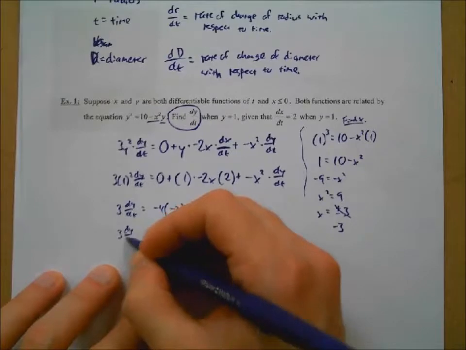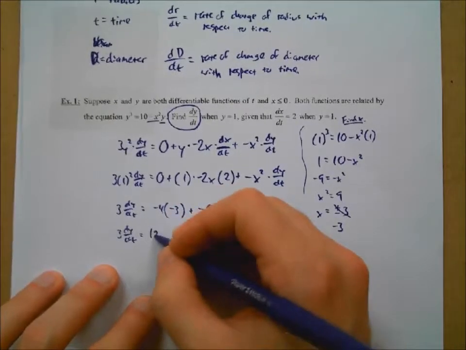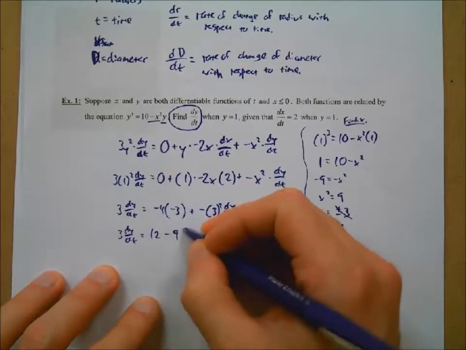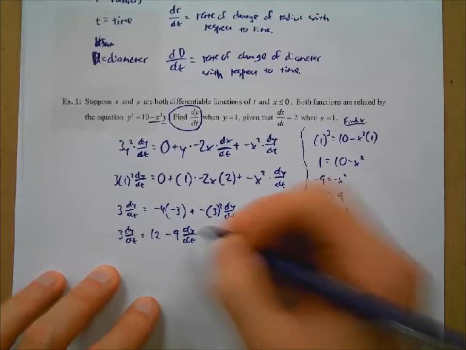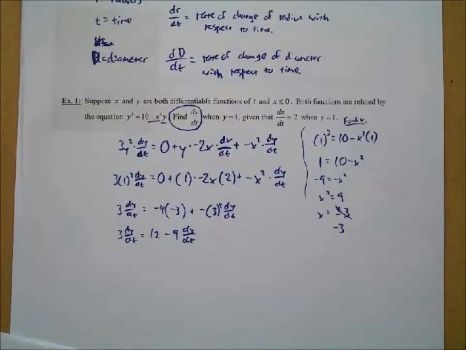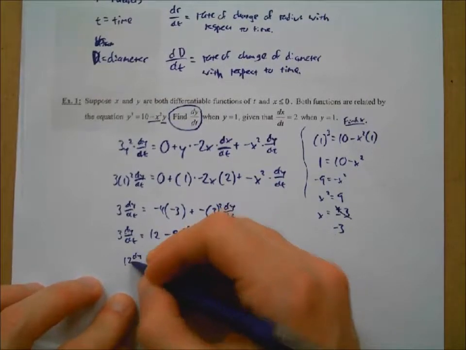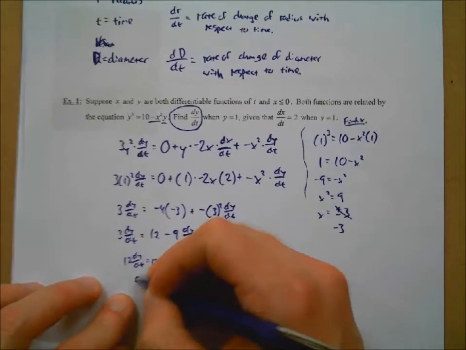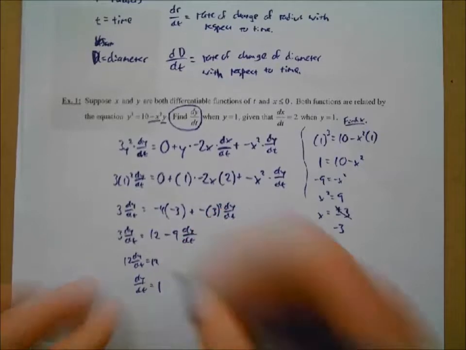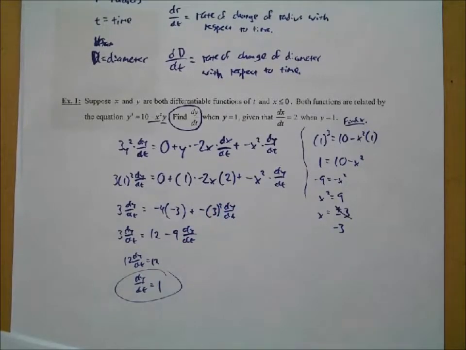So let's see here. We have 3 dy/dt equals 12 minus 9 dy/dt. We'll add the 9 over to combine it with the 3. So you get 12 dy/dt equals 12. In other words, dy/dt is 1.